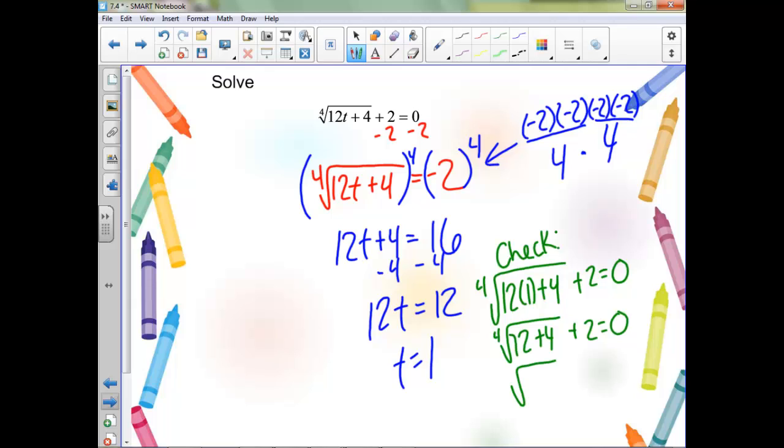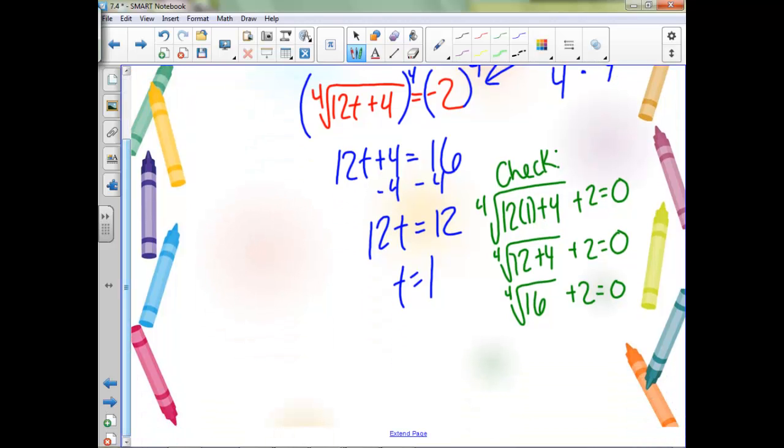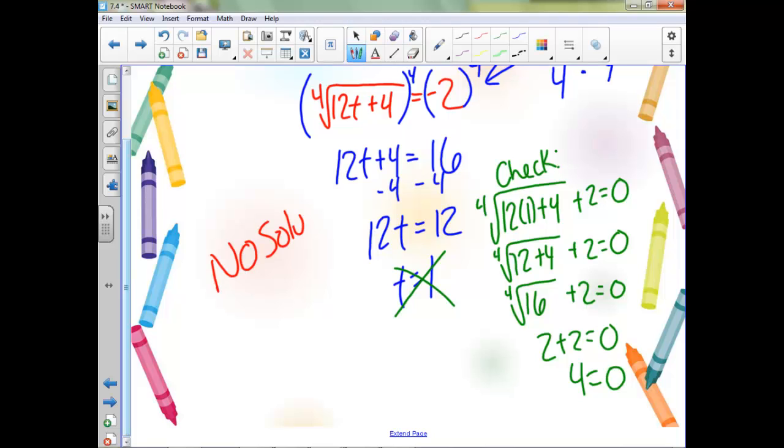Twelve plus 4, 16. 4th root of 16 is 2. And we get 4 equals 0. Well, that doesn't work, which means our only option doesn't work, meaning our answer is going to be no solution. But remember, we've got to state that we had an answer, but it was extraneous.